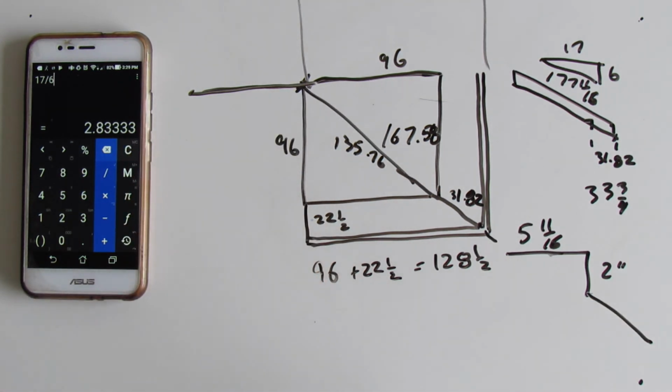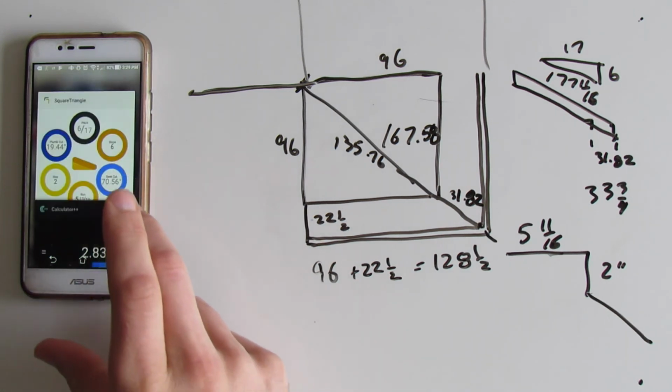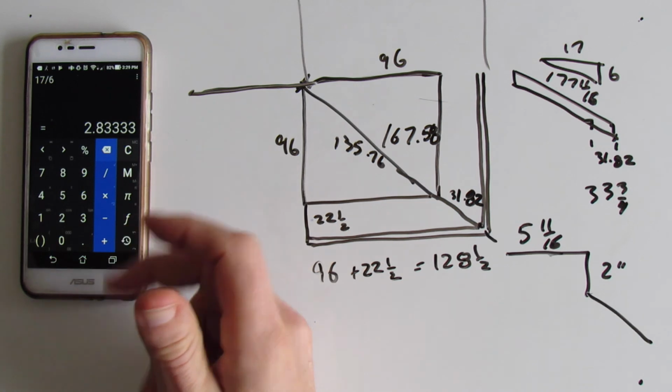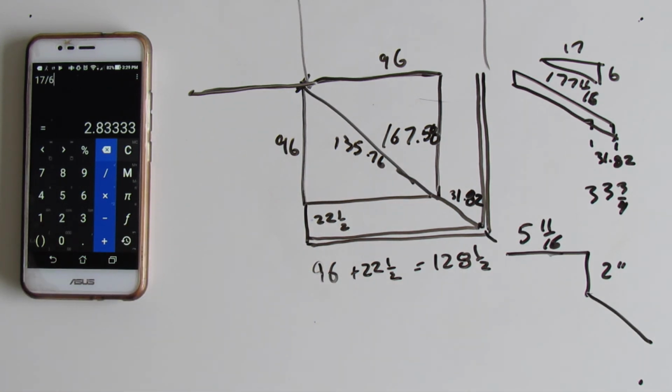So that's how you would calculate a hip using Ruth Math and this handy dandy calculator that I built called Square Triangle, and this other calculator that I use off of Google Play called Calculator++. So, happy hip installation, house building, etc.